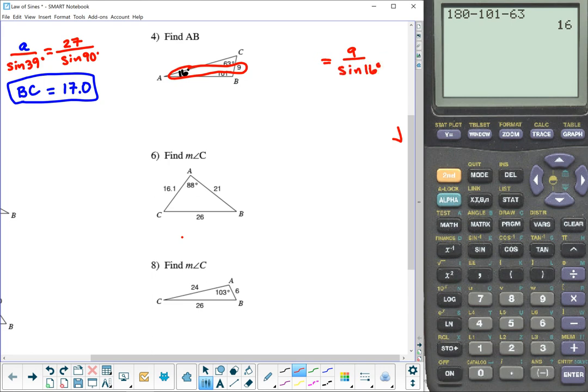That's going to equal, and what am I looking for? I'm looking for AB, which is opposite of C, so I'm going to call that little c. So this would be little c over sine, and that's across from the angle 63, so sine of 63 degrees.